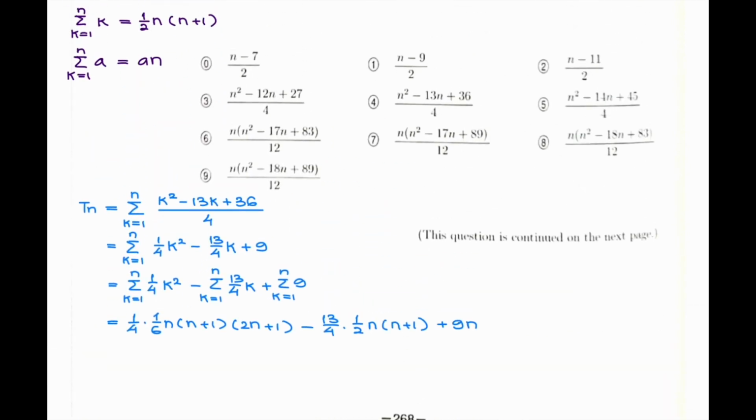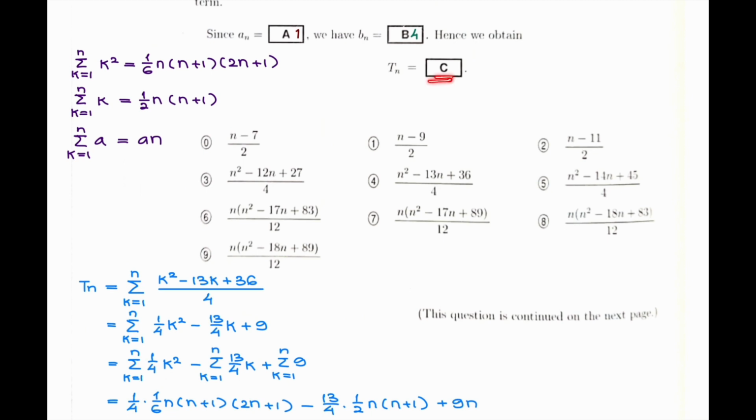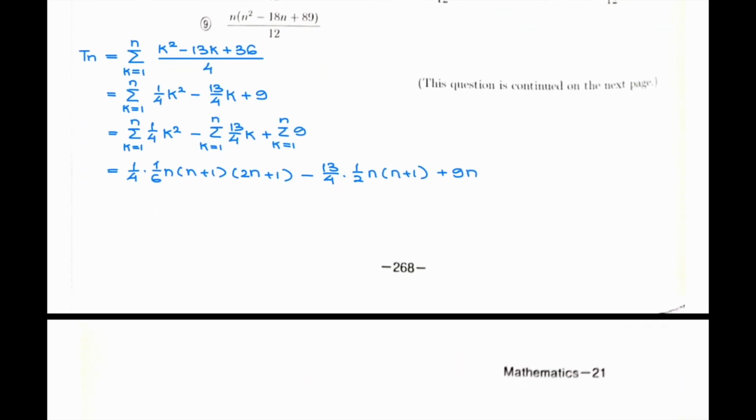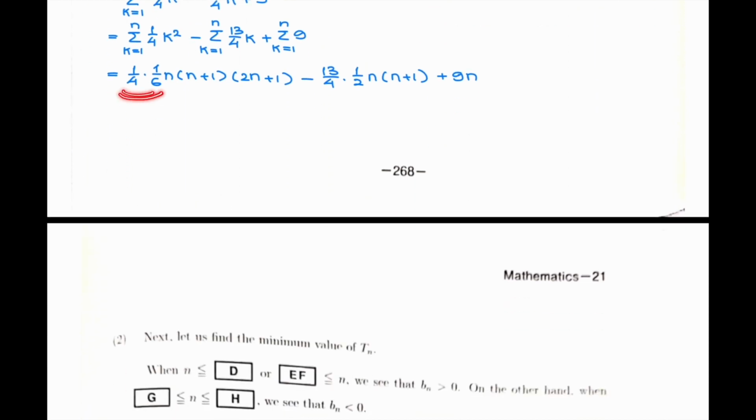By simplifying this expression, I think we can find the answer for letter C. So now we need to simplify this expression. First of all, I will times 1 over 4 by 1 over 6 here. I will obtain n over 24, n plus 1, 2n plus 1, minus 13n over 8, times n plus 1, and then for the last term I have 9n.